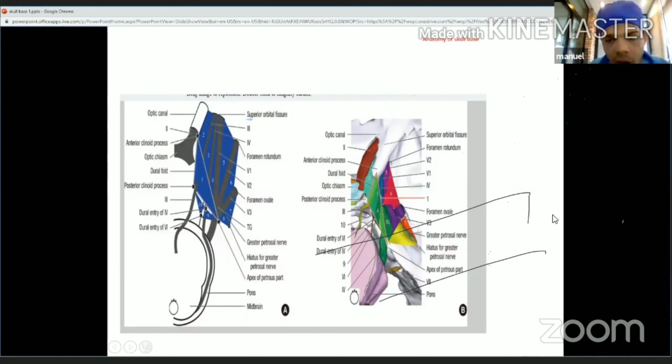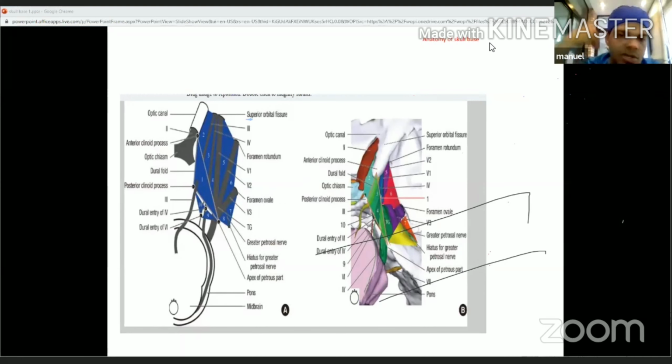So this is another view of the triangle. We are seeing the triangle from the superior view. Okay, you see number one? Number one is the superior triangle. The oculomotor triangle is there. Sorry, the oculomotor nerve is there, okay?